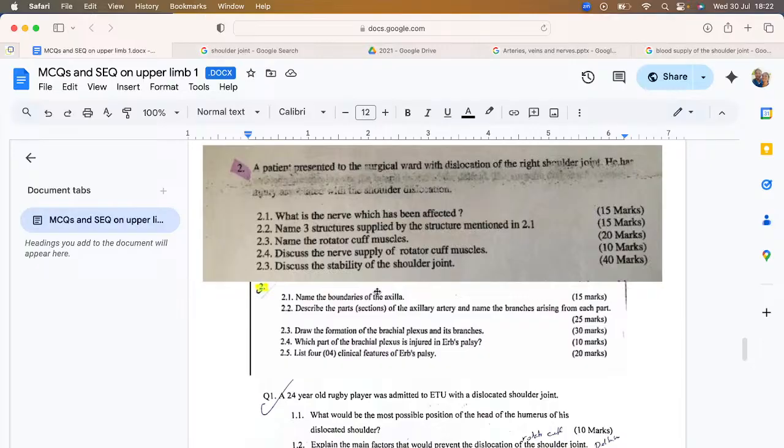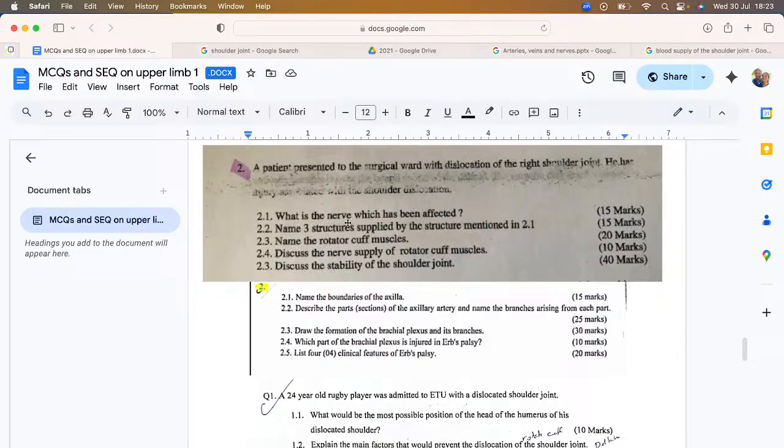Okay, sometimes they don't divide the questions like this. They don't say name the rotator cuff muscles and the nerve supply. This could all be one single question. Discuss the stability of the shoulder joint. That could be the only question given. So these two could fall within the same question. So you'll have to write all the names of the muscles that are involved and the nerve supply for those muscles. Okay, so all of those will be included within the 40 marks.